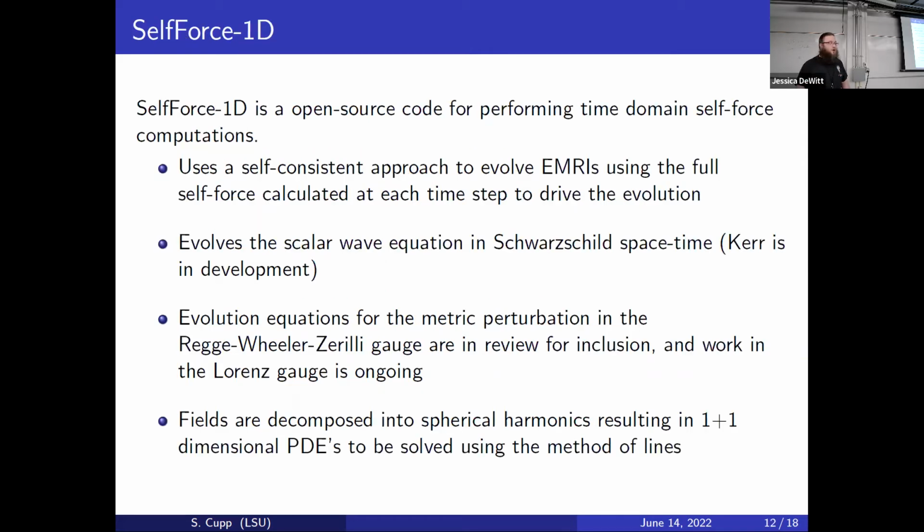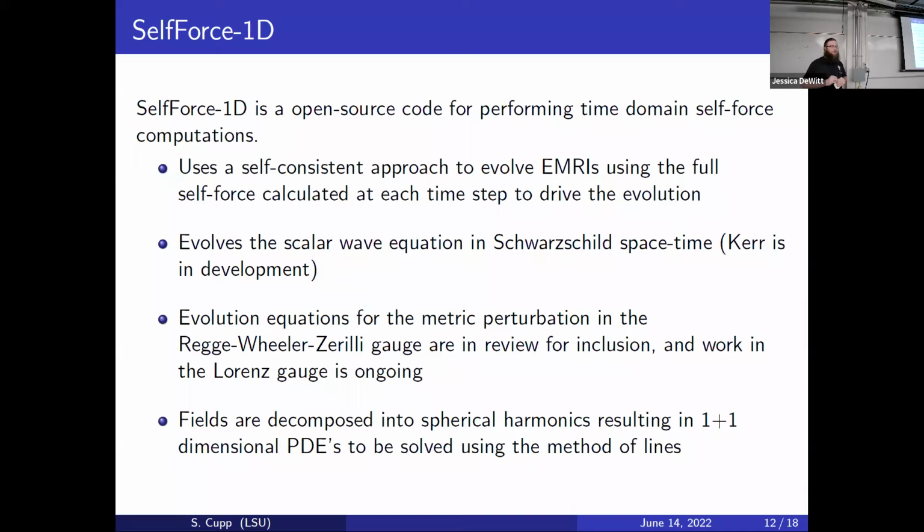So Self-Force 1D is the name of the code here. It's the open source code for performing time-domain self-force computations. It uses the self-consistent approach to evolve the particle's orbit, using the full self-force calculated at each time step to drive the evolution. It evolves the scalar wave equation in Schwarzschild spacetime, and the gravitational case is in development as well. There are evolution equations for the metric perturbation in the Regge-Wheeler gauge. These are in review for inclusion to the code, and then work for the Lorenz gauge is ongoing. Both of those are for the full gravitational case.